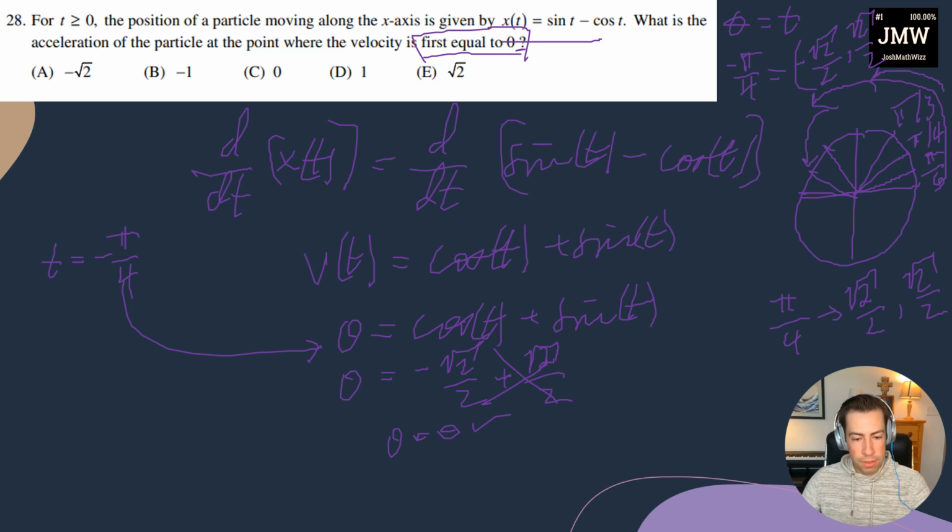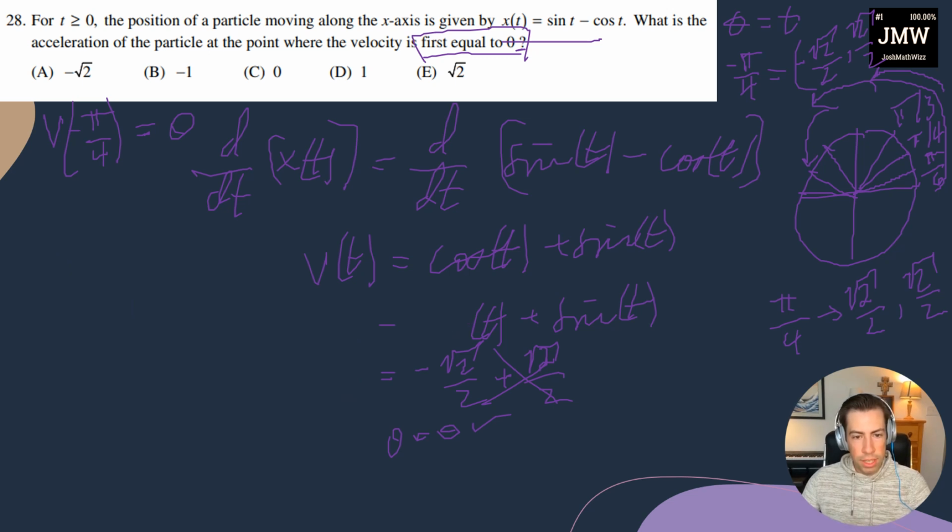So what that means is that the point of interest is going to be, let's see, how do I write that out? V of negative pi over 4 is going to be equal to 0. Okay, so that is our point of interest.